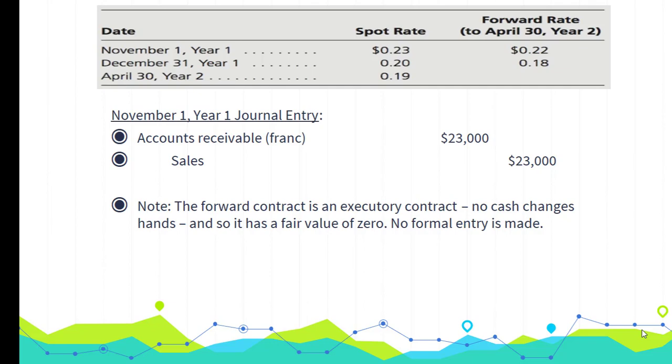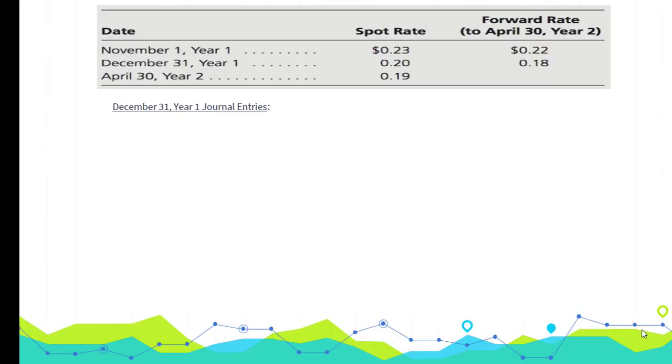Now let's take a look at the adjusting entries that will need to be made for the end of the fiscal year, December 31st of year 1. At December 31st of year 1, we update the carrying value of the account receivable, and we notice that the spot rate between November 1 and December 31st has declined by 3 cents. So what does this mean? It means that the US dollar has appreciated, increased in value against the franc.